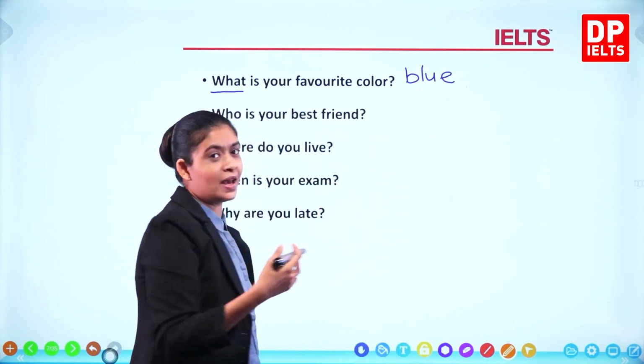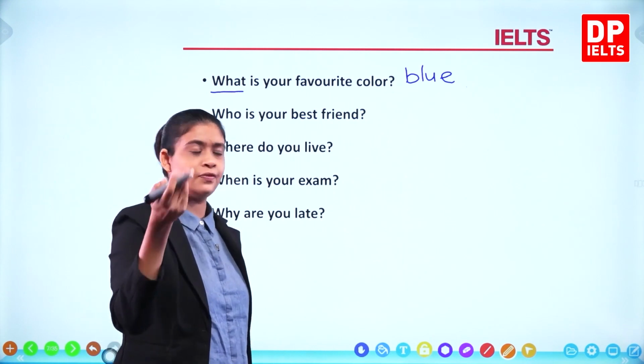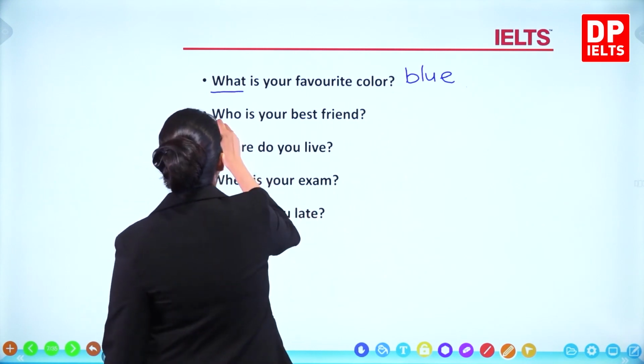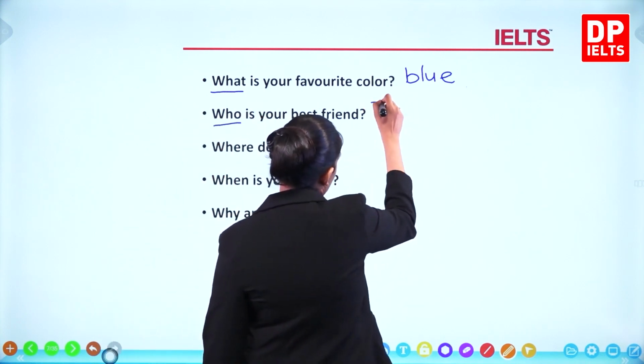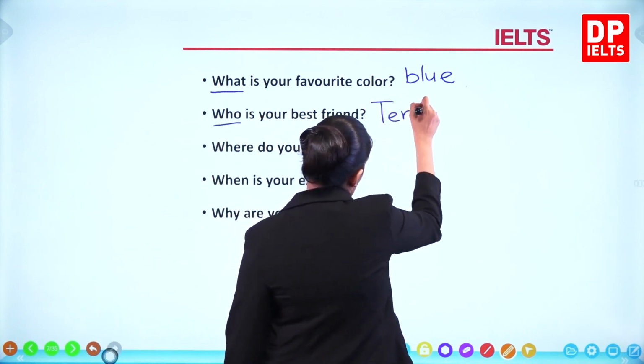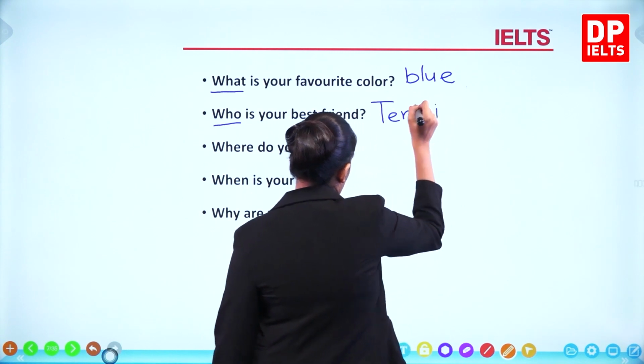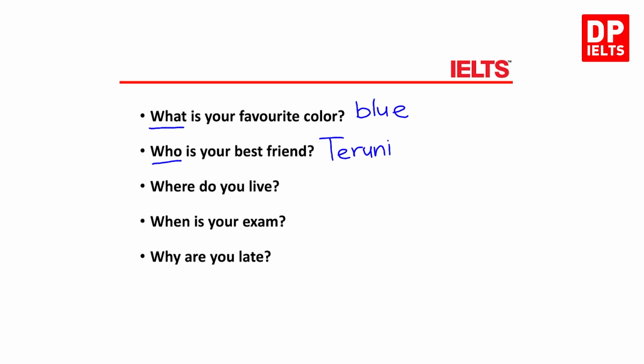Who is your best friend? Who is your best friend? Who is a person? So I'm going to say, who is your best friend? Teruni. What is your favorite color? உங்களுக்கு பிடித்த நிறம் என்ன? Blue. உங்களுக்கு என்ன கலர் பிடிக்குமோ அதை நீங்க எழுதலாம். Who is your best friend?